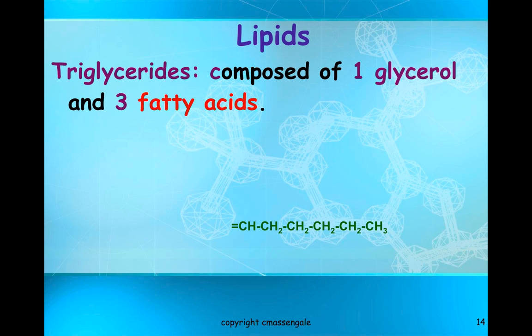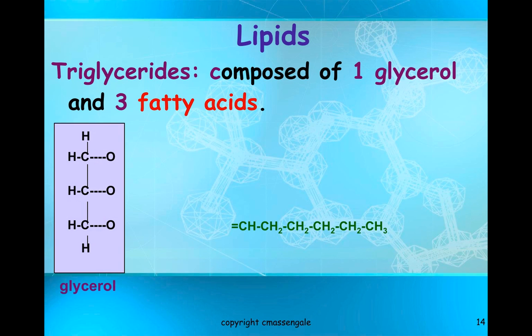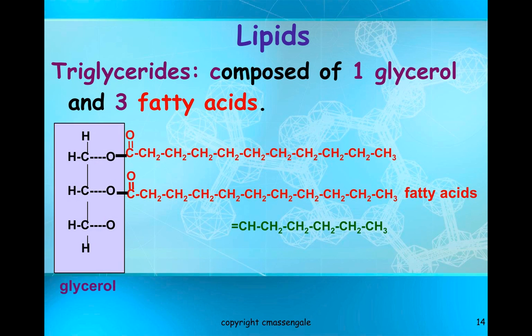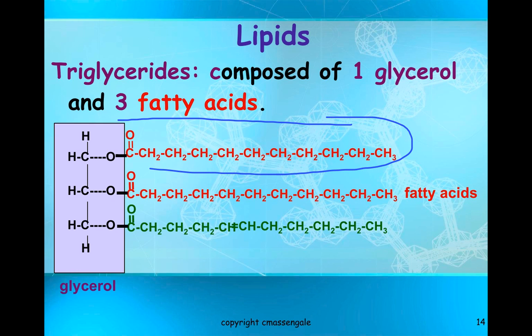So here is a triglyceride. We're going to show a picture. That is one glycerol and 3 fatty acids. This is the monomer for a lipid. And here's the glycerol. And then here are the 3 fatty acids. And they kind of look like ribbons attached to this glycerol end here.